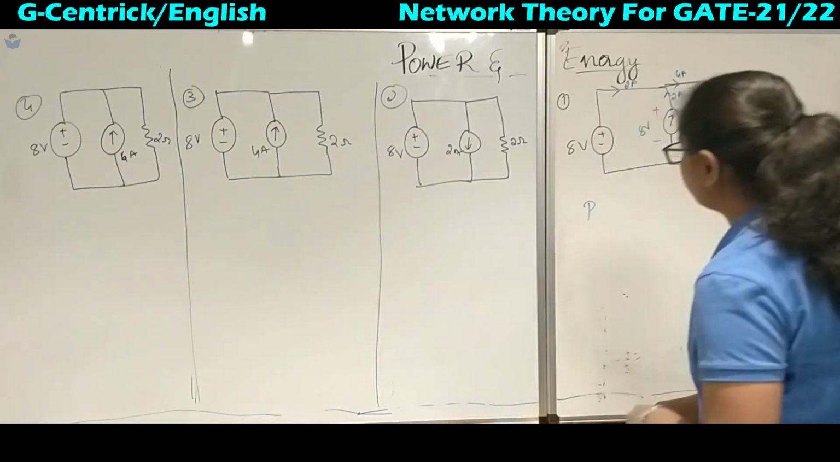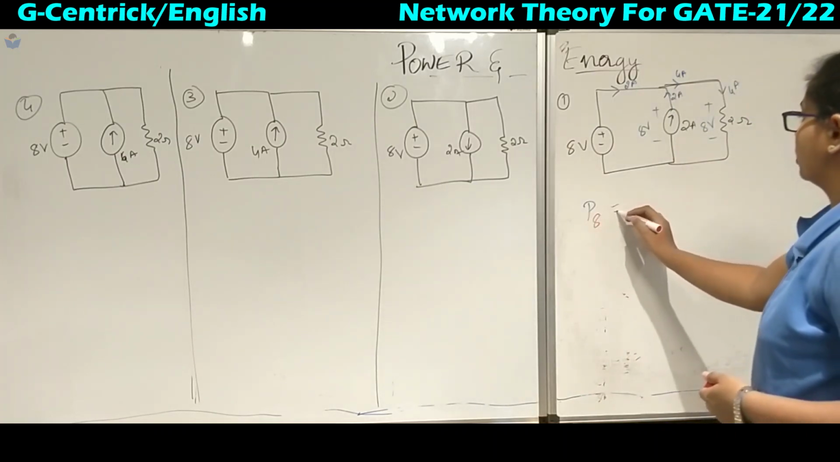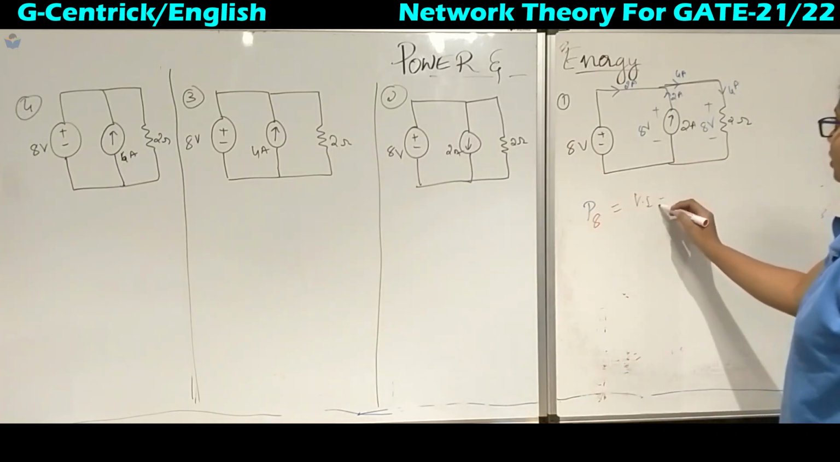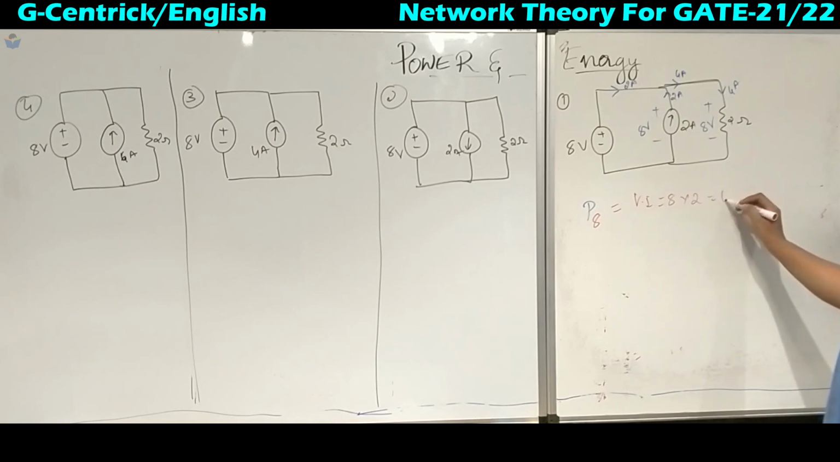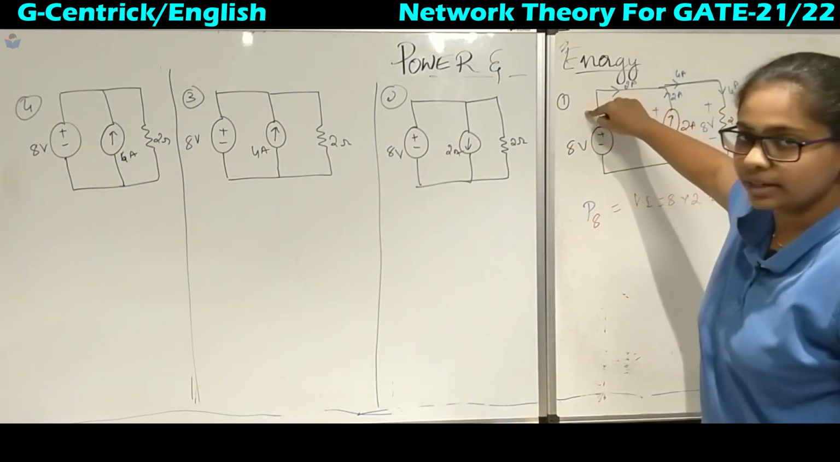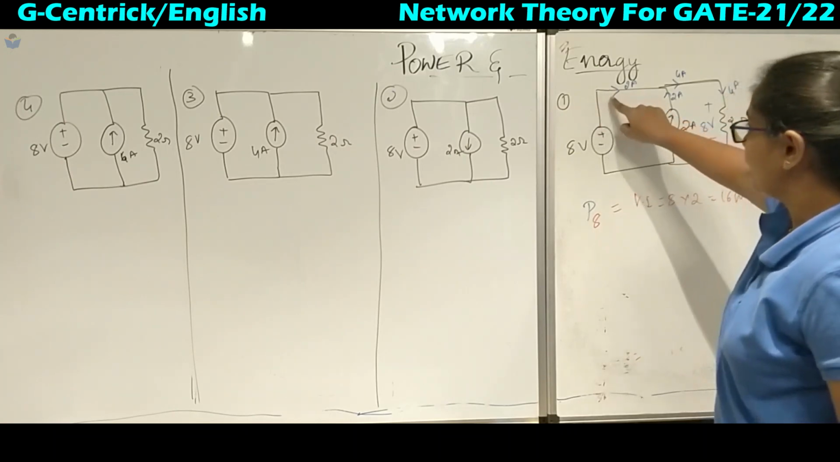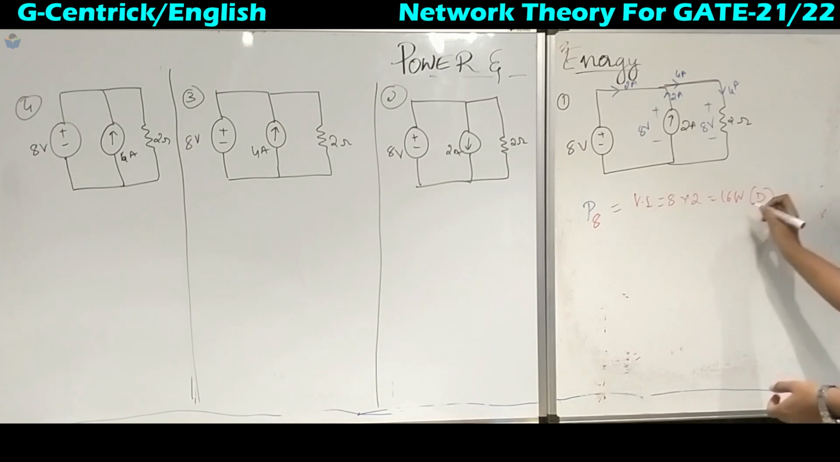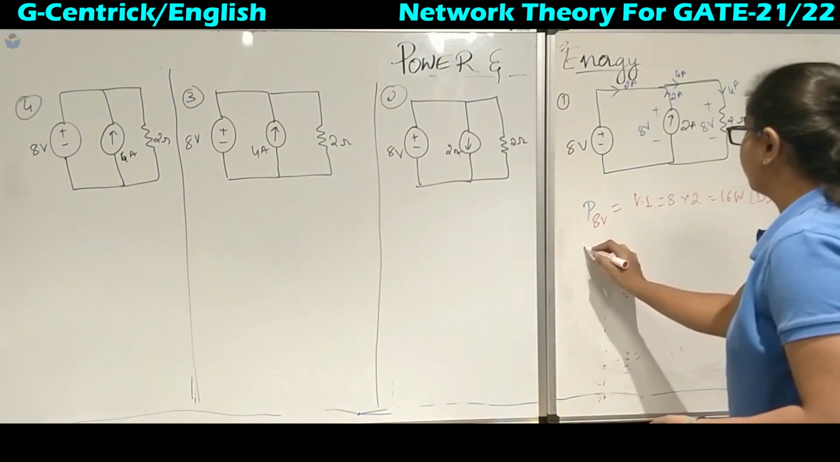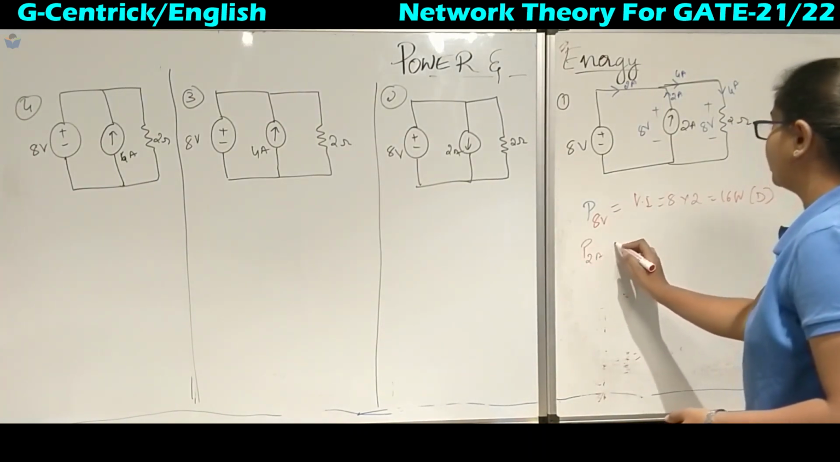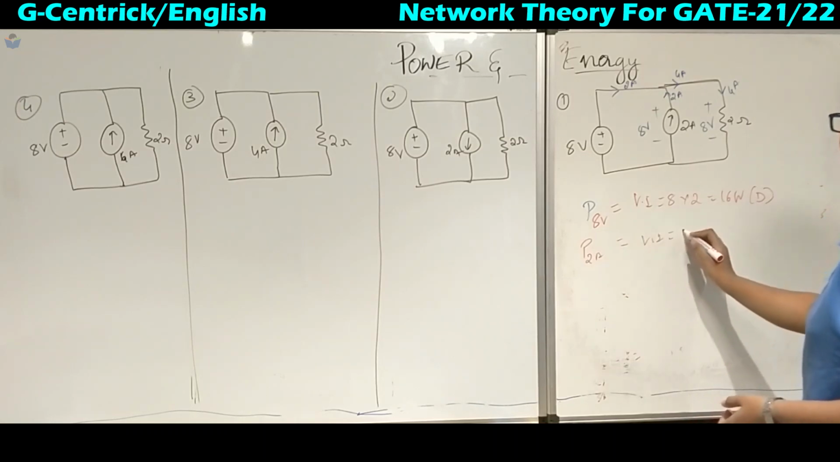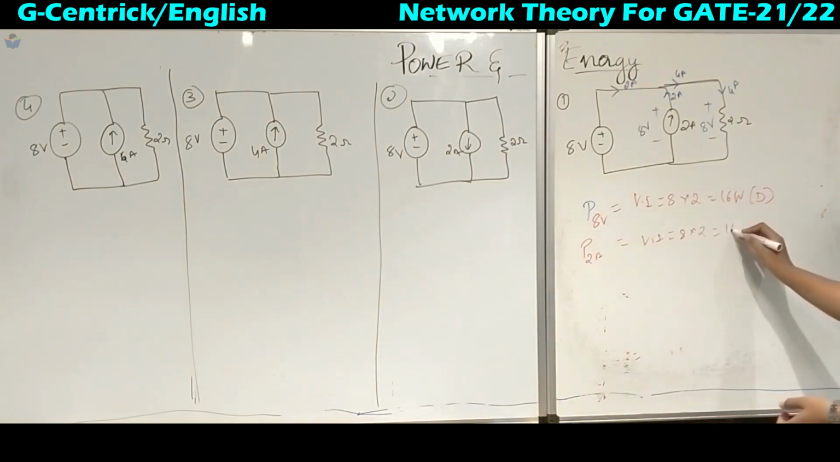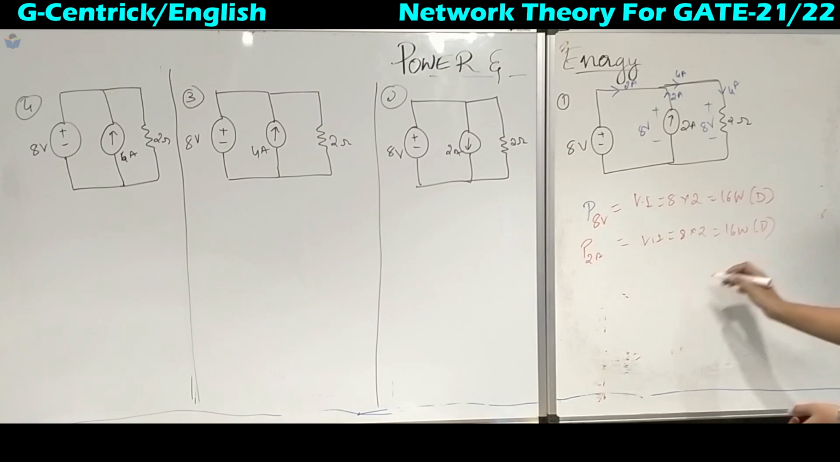So the power delivered by the 8 volt source is V into I, that is 8 into 2, which is equal to 16 watts. The polarity of this voltage source is upwards and the current direction is also upwards, so it is power delivered. Next we have got power across the 2 ampere source, V into I, 8 into 2. Again we have the same direction, so it is delivered.